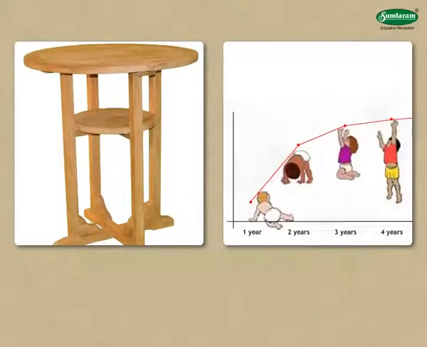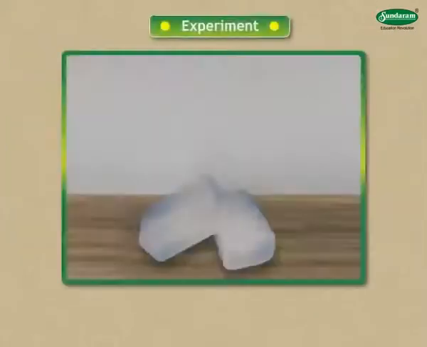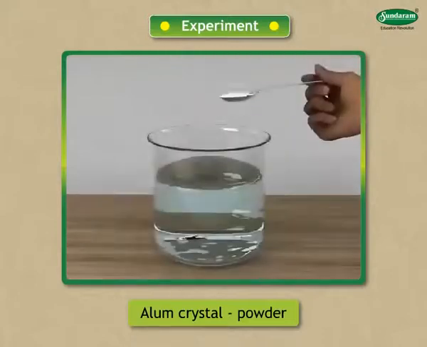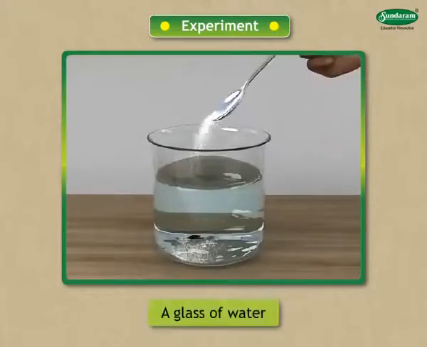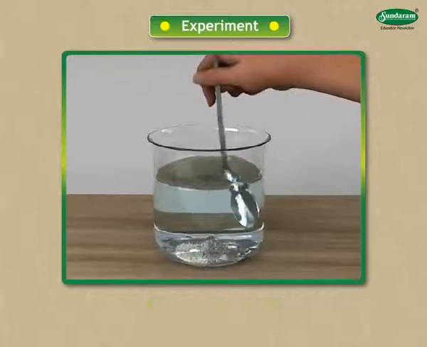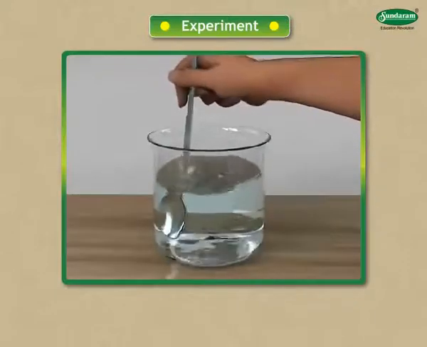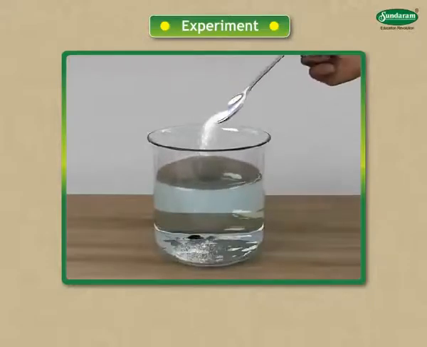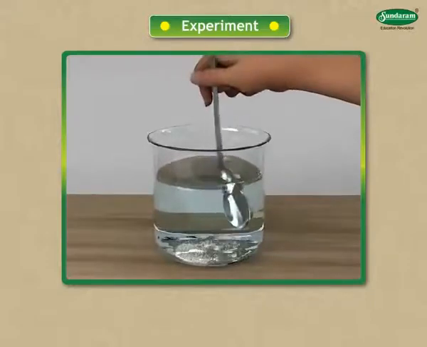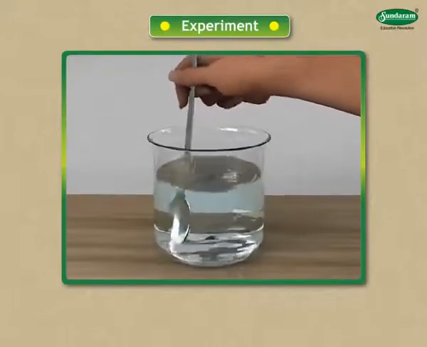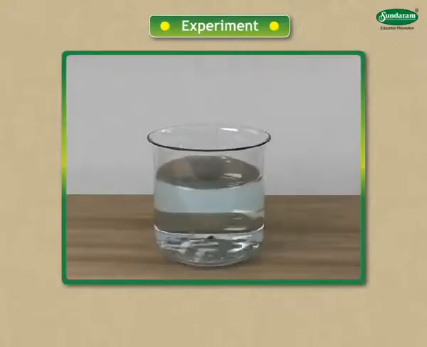Let us try to understand this through an experiment. Take an alum crystal and crush it into a powder. Add this powder to a glass of water. Stir the water till the powder dissolves in the water. Then add some more of the powder and dissolve it. Keep adding alum till the alum stops dissolving and begins to settle at the bottom.